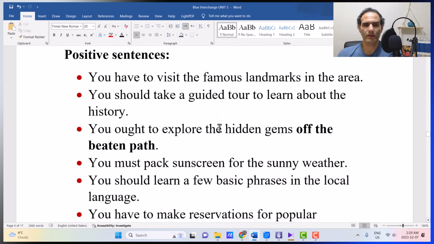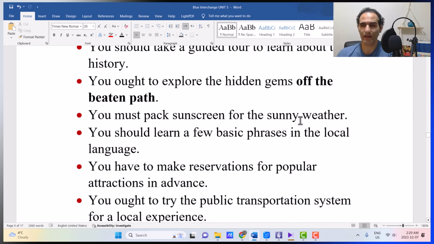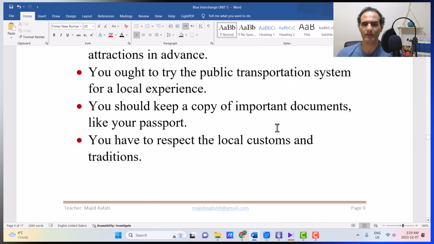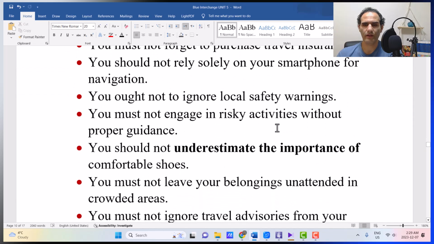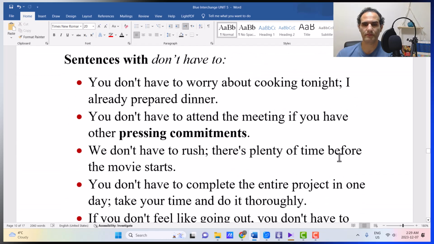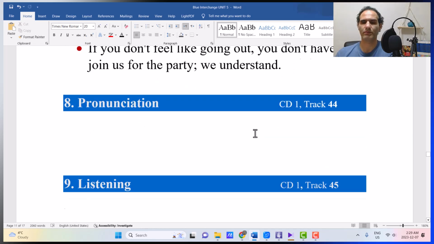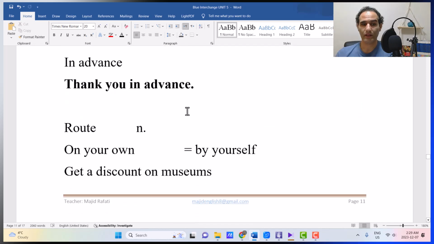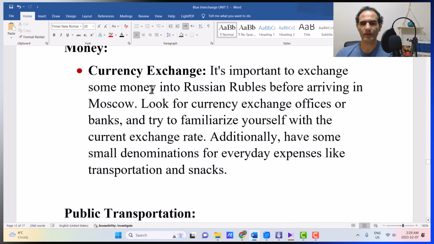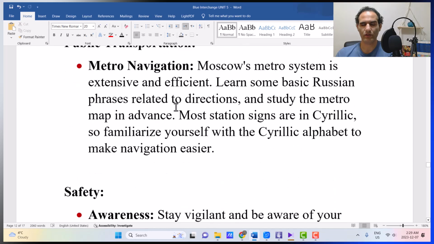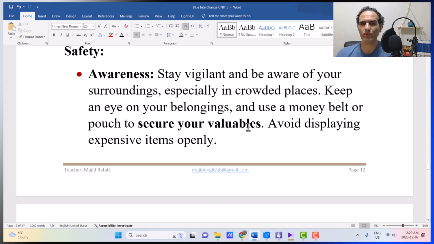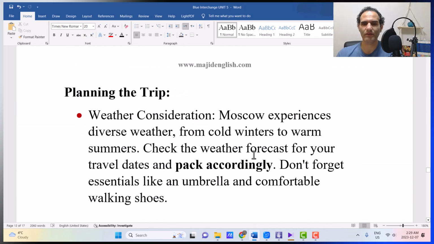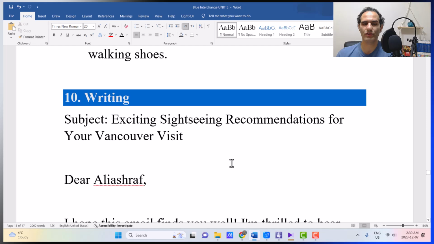And again, off the beaten path. We talked about it: doing unusual things. And underestimate the importance of something, beautiful. Pressing commitments, beautiful. Thank you in advance, we talked about it. And advice for Moscow in these areas that we talked about. Secure your valuables, keep them safe. Pack accordingly means based on the scenario I gave you, you should pack.